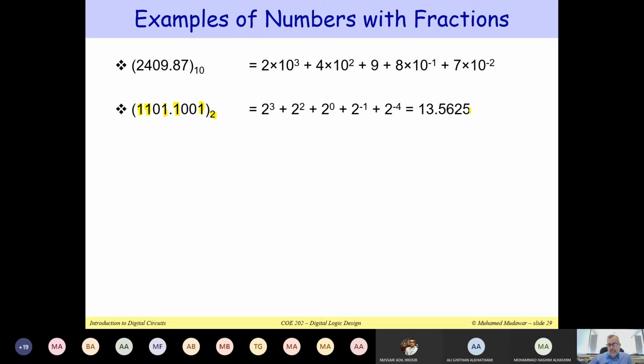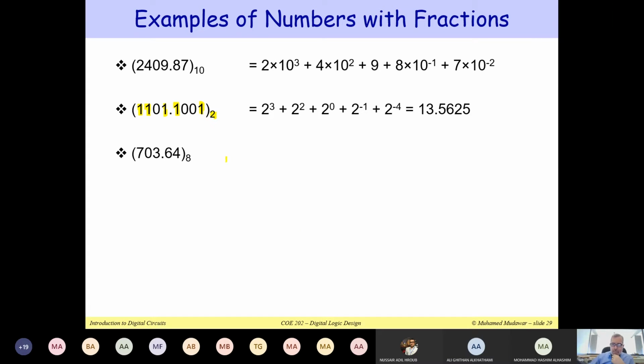Is this clear? So after the binary point, we start from minus 1, not from 0. The first digit after the binary point will be the first digit in the fraction. It will have the weight 2 to the power -1. Then 2 to the power 0 is for the integer part. Yes, the fraction we start with -1. Okay. I have more examples.